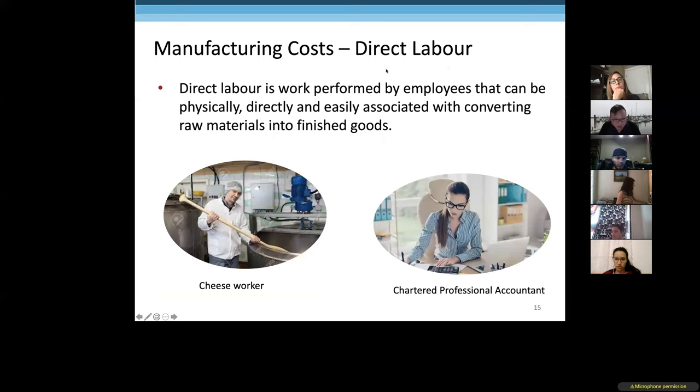For direct labor, this cheese worker is directly working on the cheese, converting the milk to cheese. So his job is to convert the raw materials into a finished product. So this is direct labor, right? And this is the CPA. He's providing a service, okay? So he draws on his direct hours spent on that case. Let's say 2 hours at $200 per hour, together $400 direct labor to that tax return, right?